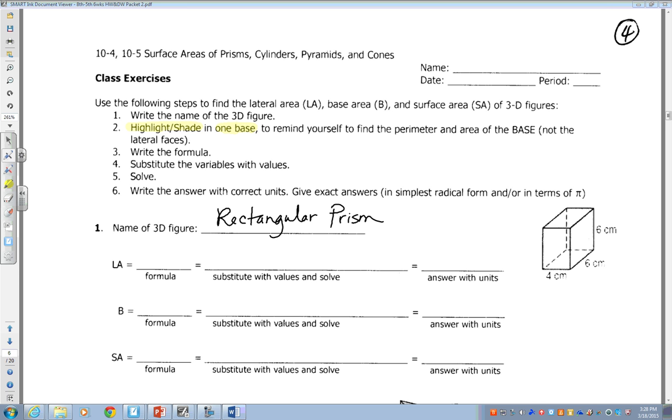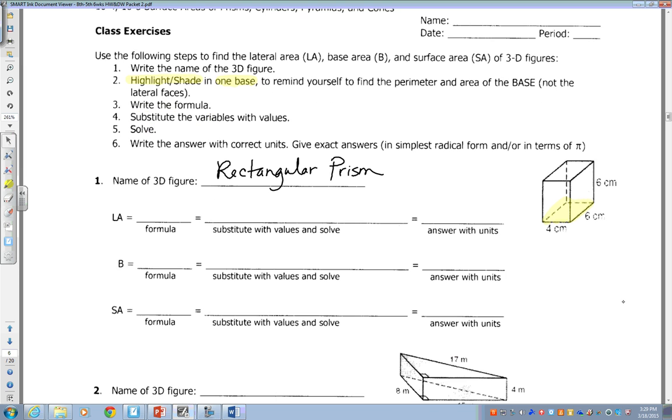So we know it's a rectangular prism. What dimension represents the base of the prism? The rectangle. Which rectangle? There's a bunch of rectangles. Yeah, the 4 by 6. The 4 by 6 represents the base. It has to be the 2 congruent parallel faces.